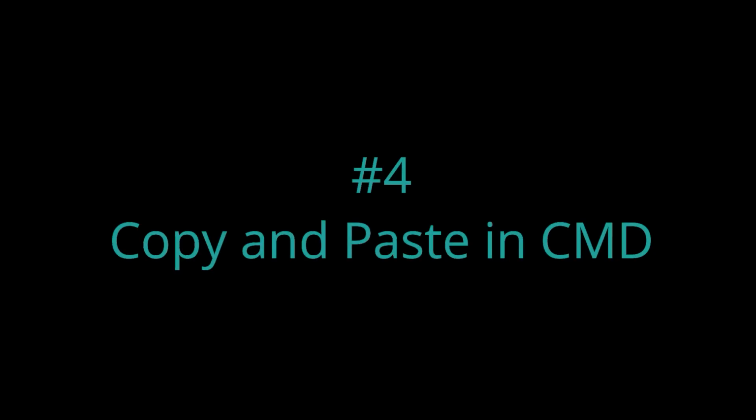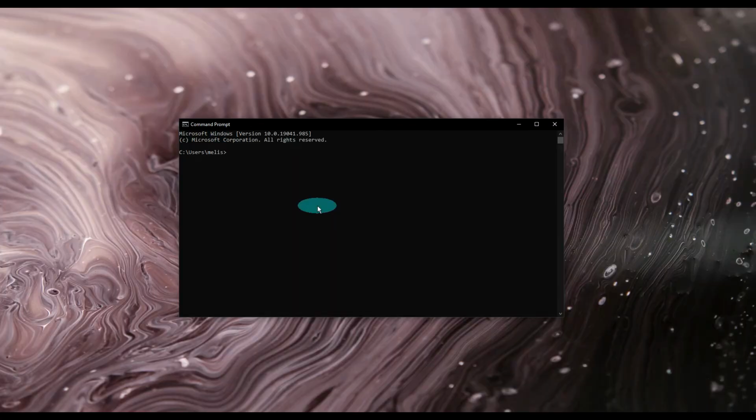Number 4, copy and paste in the command prompt. If you're in your command prompt quite a bit and you're constantly doing processes repeatedly, you now have the ability to copy and paste using your control keys and your Windows Cloud Clipboard. Now I'm going to use the command ping as an example, but keep in mind that you can use it on anything that you perform within this command prompt. So let's just say I want to ping google.com.